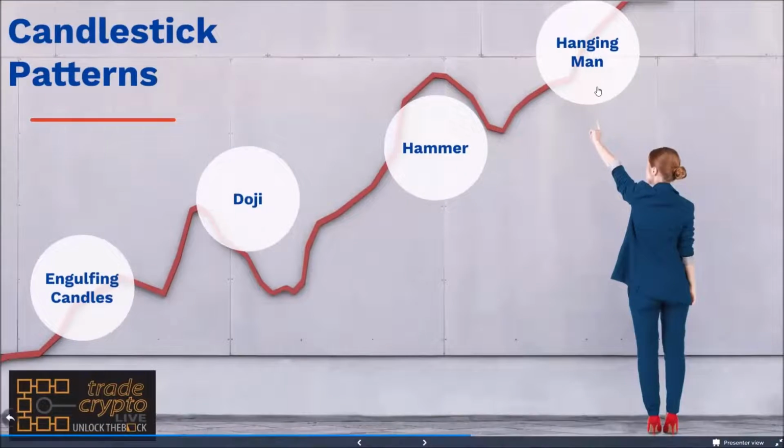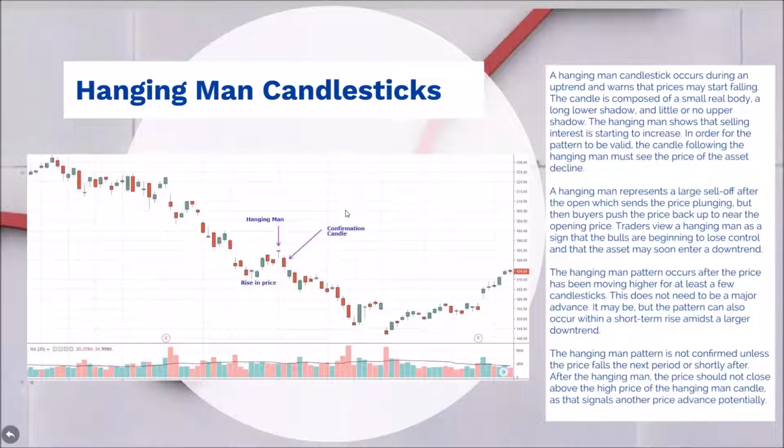Okay, and then the last one, I'm going to push through here because I want to look at Bitcoin with you guys before Scott takes it back over, is the hanging man. A hanging man is almost the opposite in function of a hammer, but you'll notice it looks very similar, but it's not at the bottom of a move, and it's not price trading significantly lower and then coming back before a reversal. It's the opposite. A hanging man candlestick occurs during an uptrend and warns prices may start falling. The candle is composed of a small real body, a long lower shadow, and little or no upper shadow. The hanging man shows that selling interest is starting to increase.